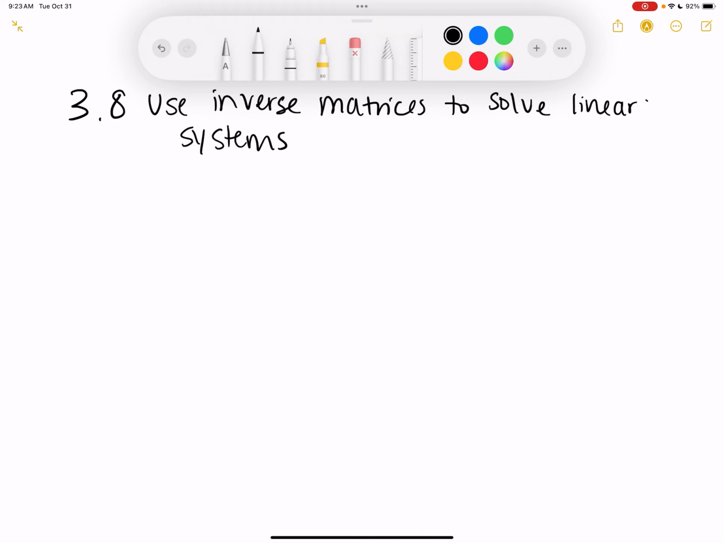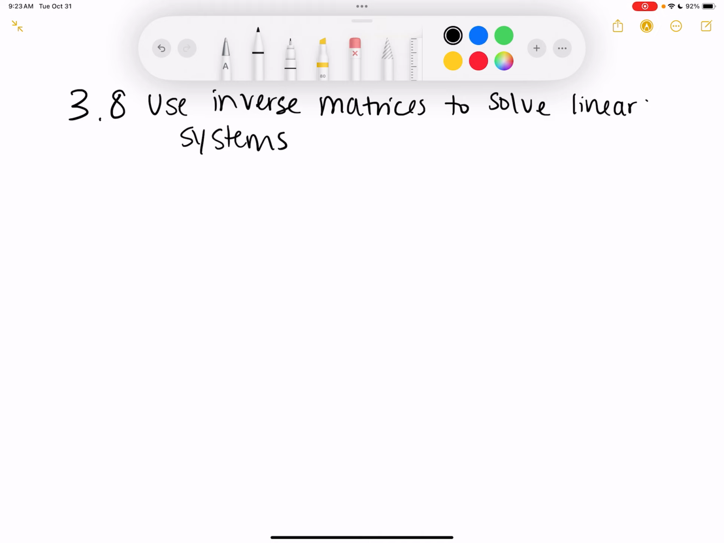So, if you have the inverse matrix and you multiply it by the original matrix, it should come out to be the identity matrix that gives you 1, 0, 0, 1, or whatever. Ones on the diagonal. But we're going to look at actually finding the inverse matrix.